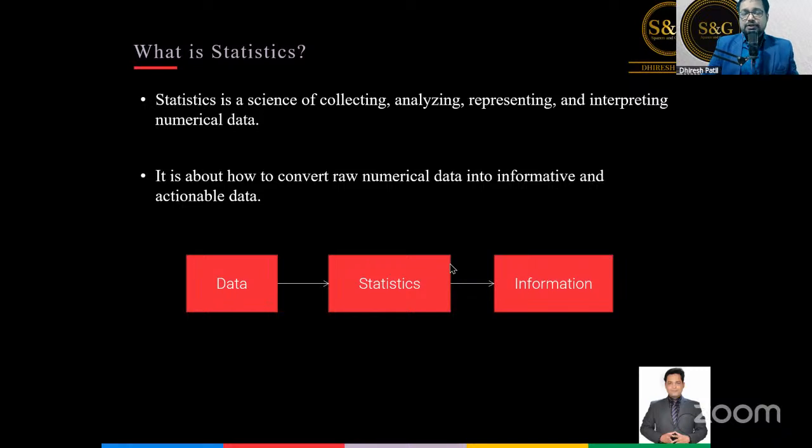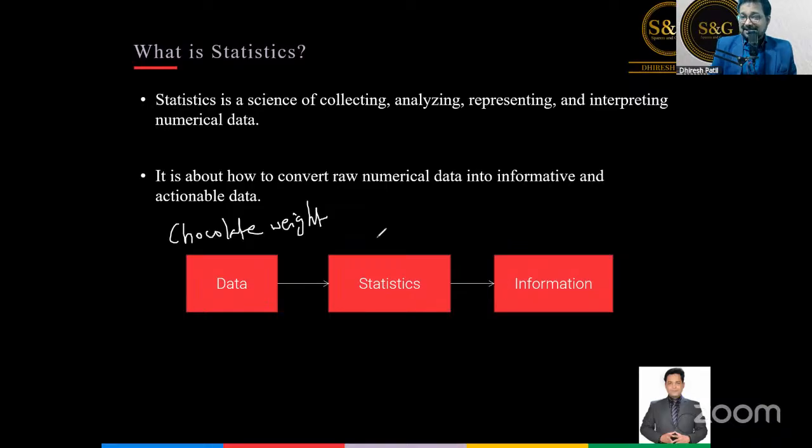Statistics is a science which converts data into information. The simplest definition of statistics I have made. So we collect the data as the input, we put it in the statistics and we get information. Example, I collect the data of the chocolate weight. So I've collected the data. That data will not make any sense to me.